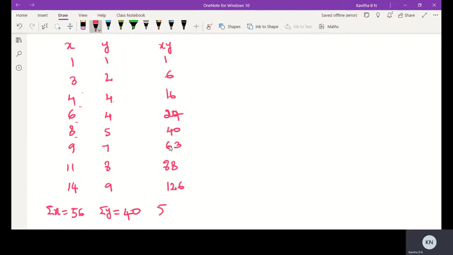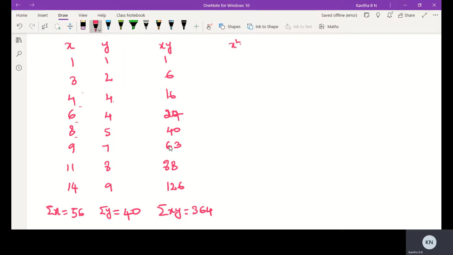Then summation of xy: add it, 1 plus 6 plus 16 plus 24 plus 40 plus 63 plus 88 plus 126. What are we getting here? Summation of xy is equal to 364.